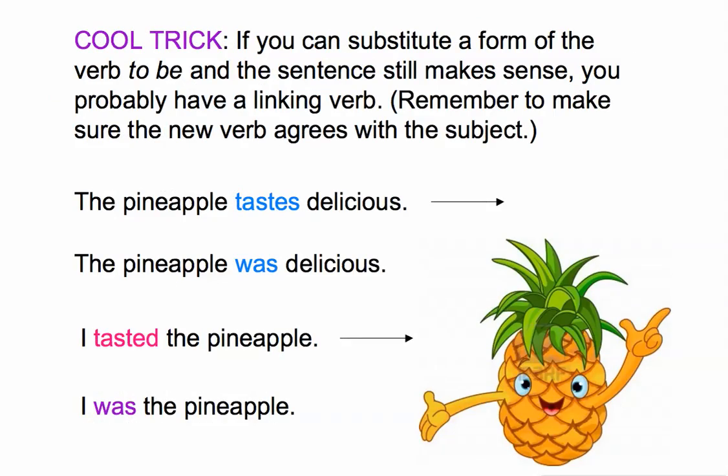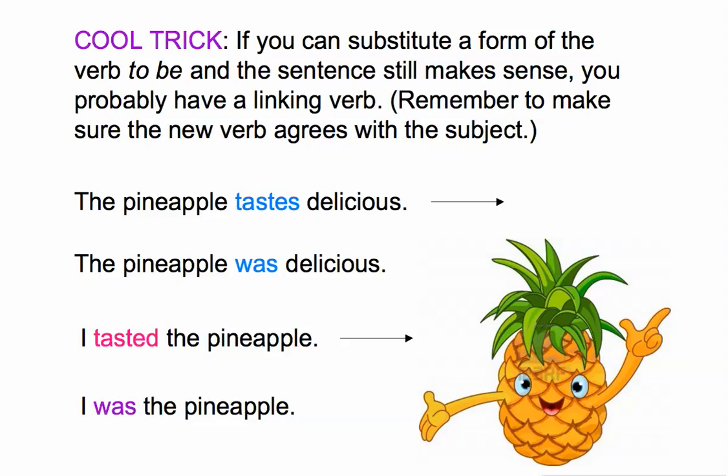Here is a really cool trick. If you can substitute a form of the verb to be and the sentence still makes sense, then you probably have a linking verb. Remember to make sure the new verb agrees with the subject. I recommend turning your mind map over and writing all of this down. Pause the video.